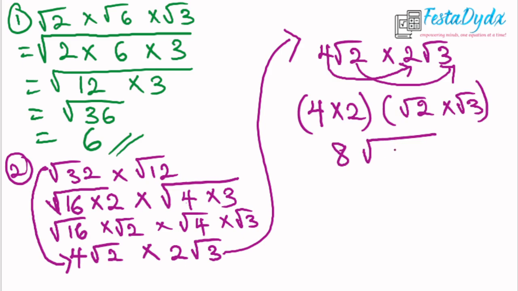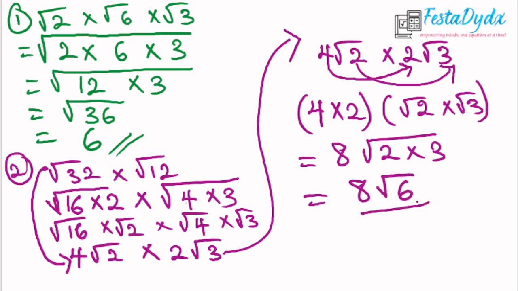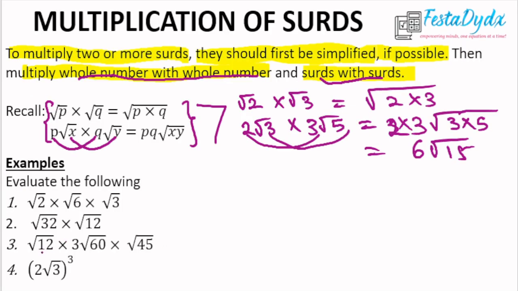Then remember the rule of surd, just like we did in example 1. If they are separate, you bring them under the same surd. So it becomes surd 2 times 3. Our answer is equal to 8, root 2 times 3 gives us root 6. So the answer here is 8 root 6. Now let's go to example 3. Example 3 says root 12 times 3 root 60 times root 45.